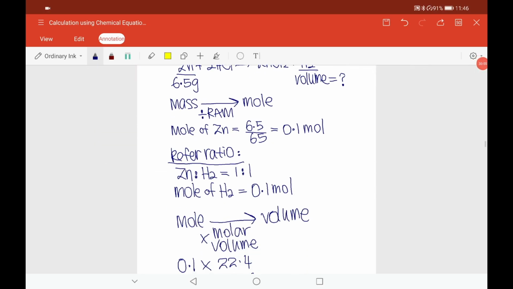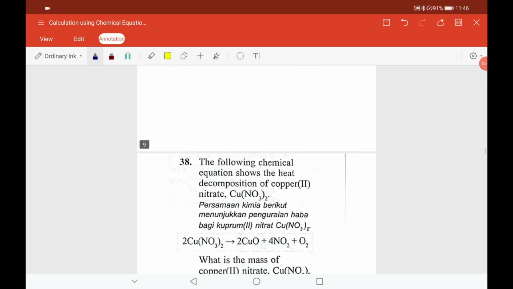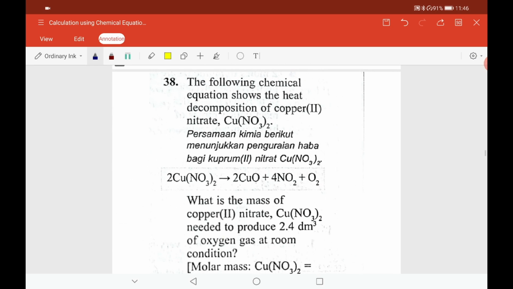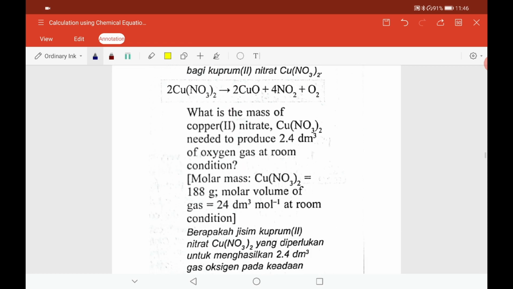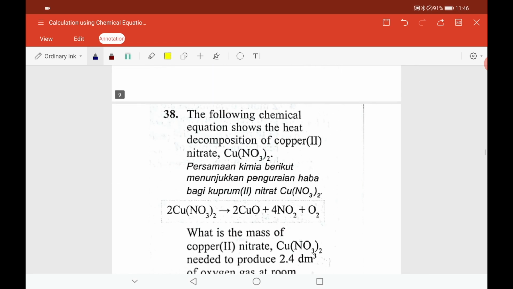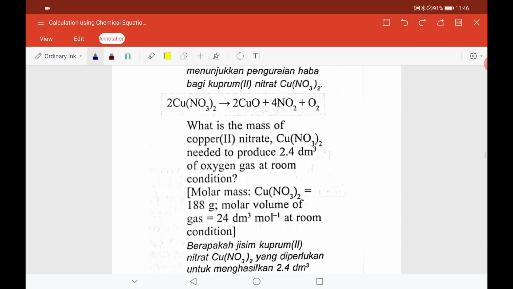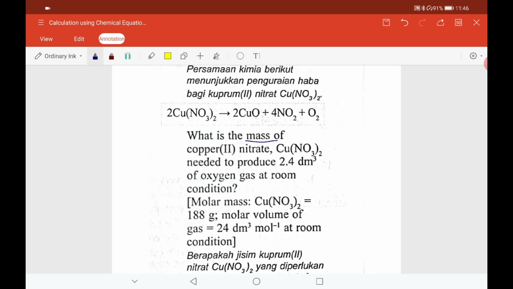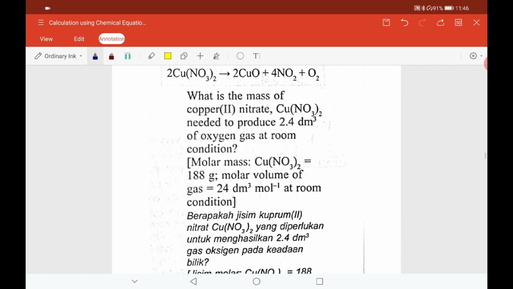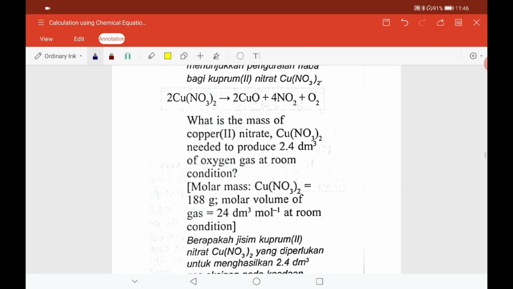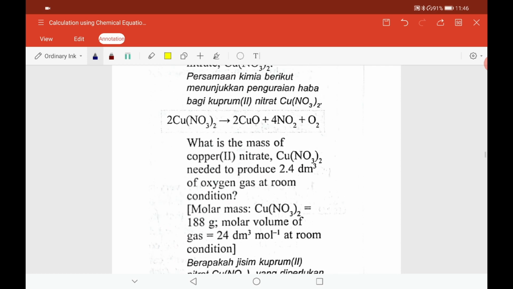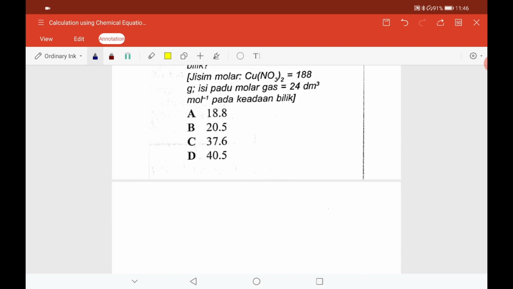All right, so C. Let's move on to the next one. Now we have one more question here. For this question, same thing, we have the chemical equation. They ask us what is the mass of copper nitrate needed to produce 2.4 dm cube of oxygen gas. As usual, first of all, always have a chemical equation first.